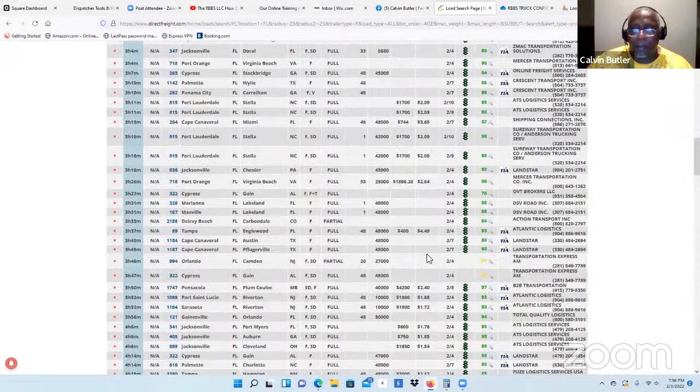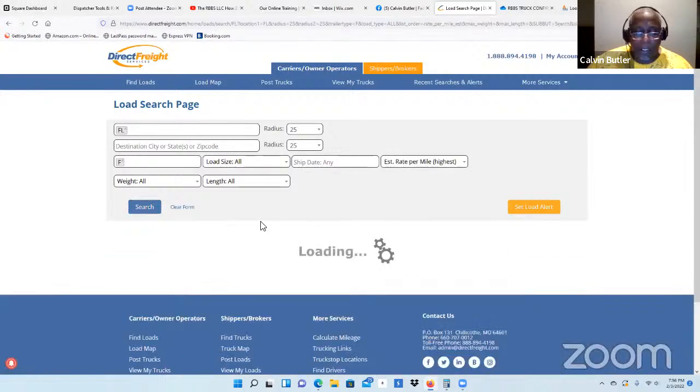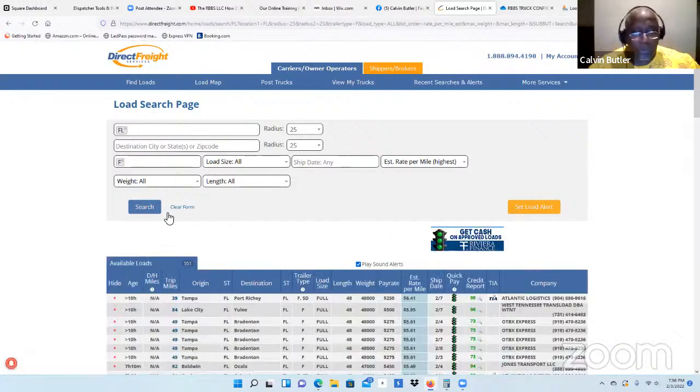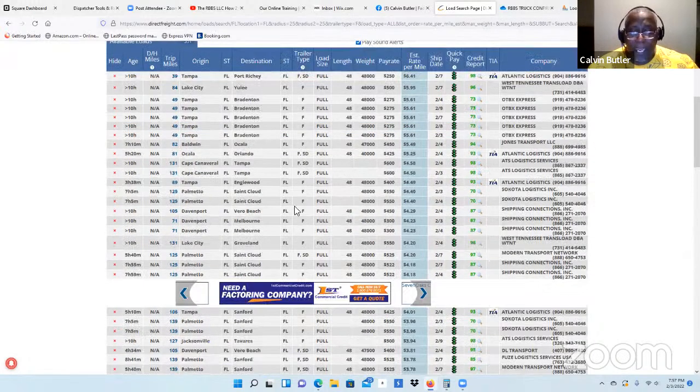Let me pull up. Hold on. Let me do this. It's going to tell the story right here. Short run loads. Here we go. See, them short run loads is mostly Florida to Florida. Okay, this is what you're looking for. These short run loads, 80 miles, 49 miles, 39 miles, 71 miles, all this stuff is Florida to Florida, right?